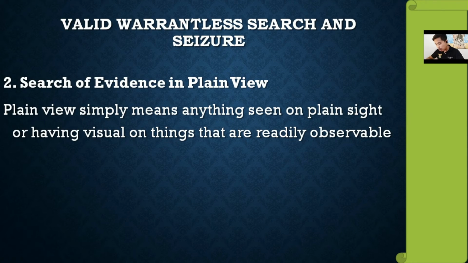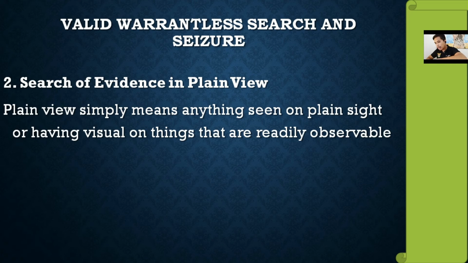So, when you are opening the compartment of a motor vehicle, anything that is inside the compartment is not part of the plain sight. Because when you say plain sight, you are just using your eyes to search. You are not using your hands in searching, but rather your eyes, all right? That is what we call plain sight. And in plain sight, you have visual on things that are observable.